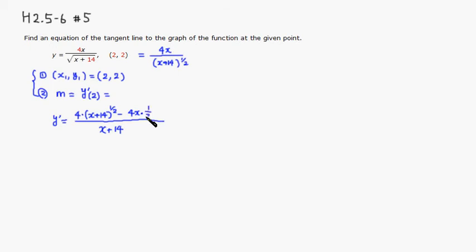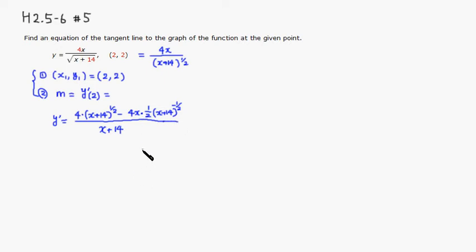Put 1/2 in front, keep the same quantity x plus 14, and subtract 1 from the power, so it's negative 1/2. Then multiply by the derivative inside, but in this case the derivative of x plus 14 is 1. Multiplying by 1 doesn't do anything, so I'm not going to even write that. Alright, so we have that.